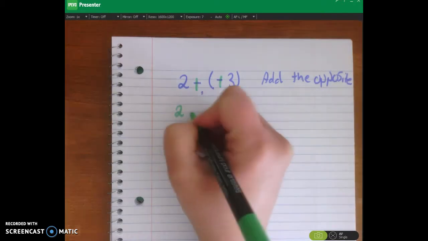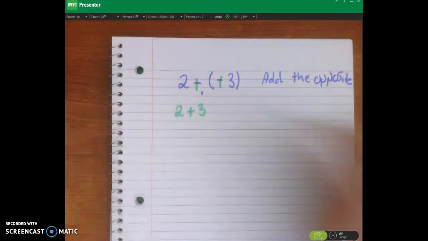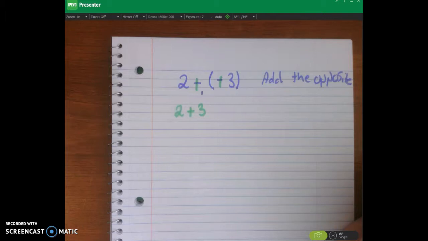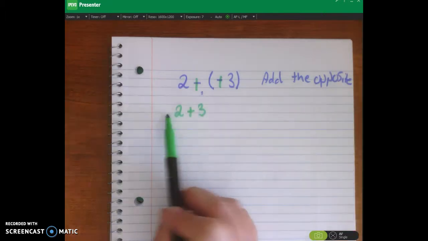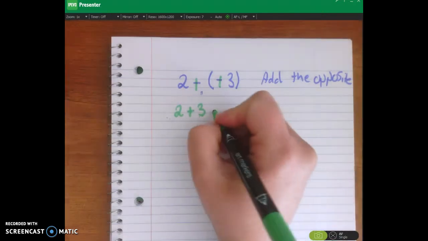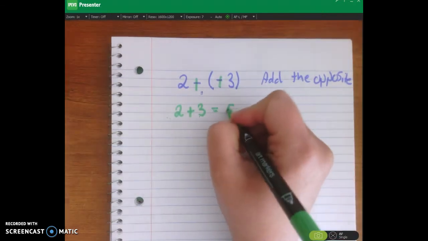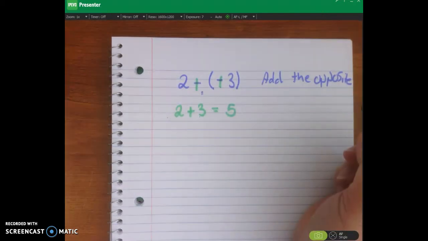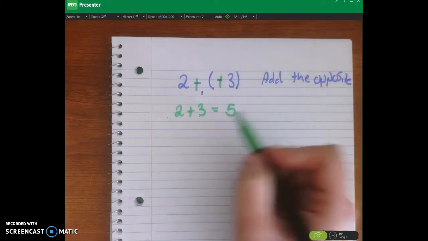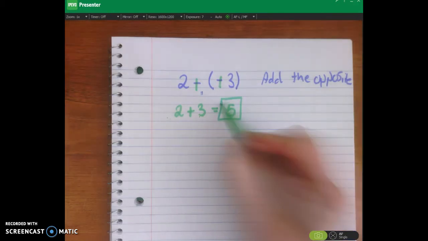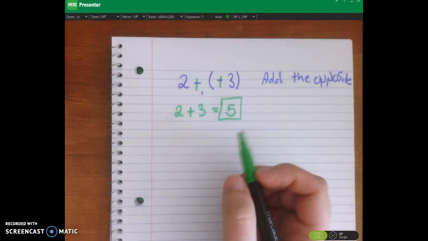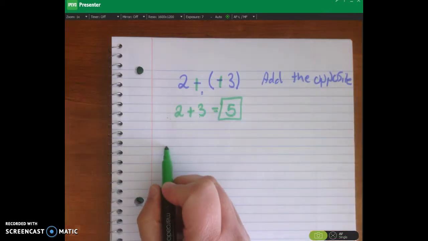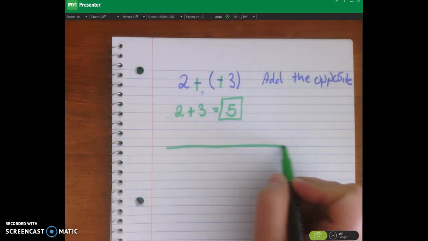So now I'm just going to rewrite it so it looks the same. So I've got 2 plus 3. Using our rules, we can say we have the same sign. So we have 2 plus 3 is positive 5. 2 and 3 are both positive, so 5 is our answer. Now if we did this on the number line, let me draw us a number line right here.